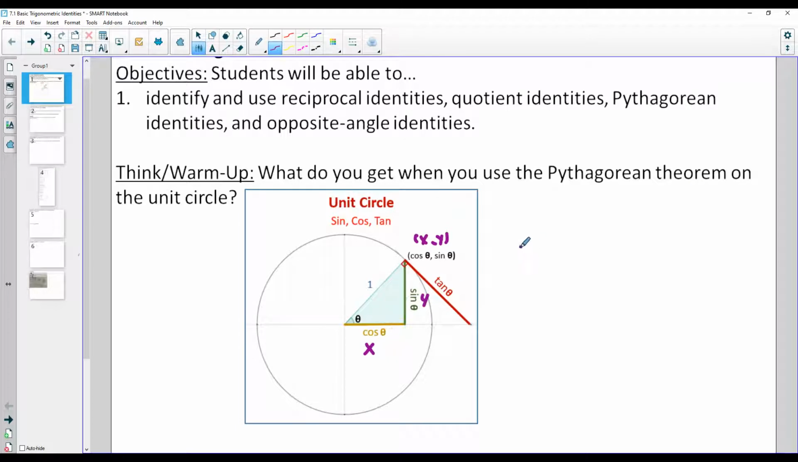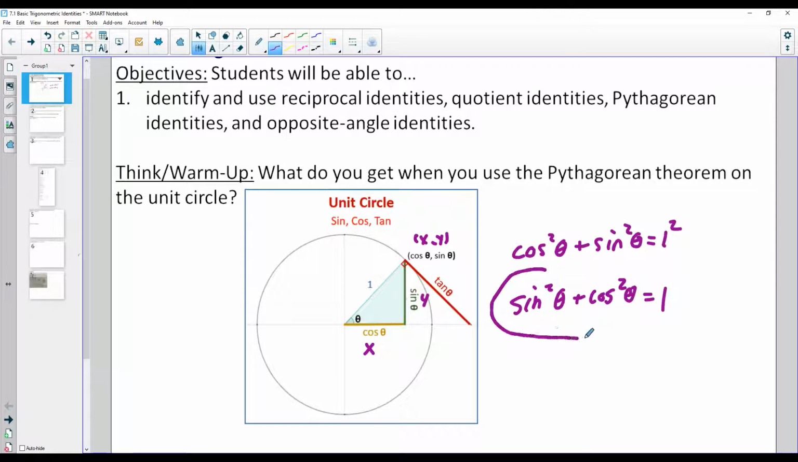So I'm going to get one side squared, which is cosine squared theta, plus the other side squared, which is sine squared theta, and then equals the hypotenuse, which is just 1 squared. If I were to simplify this, I might write sine squared theta first, just because we usually see sine first, not for any particular reason, and then 1 squared is just 1.